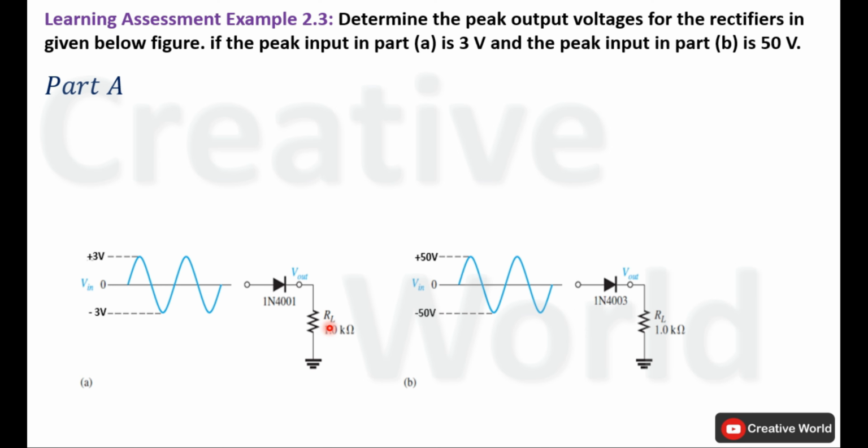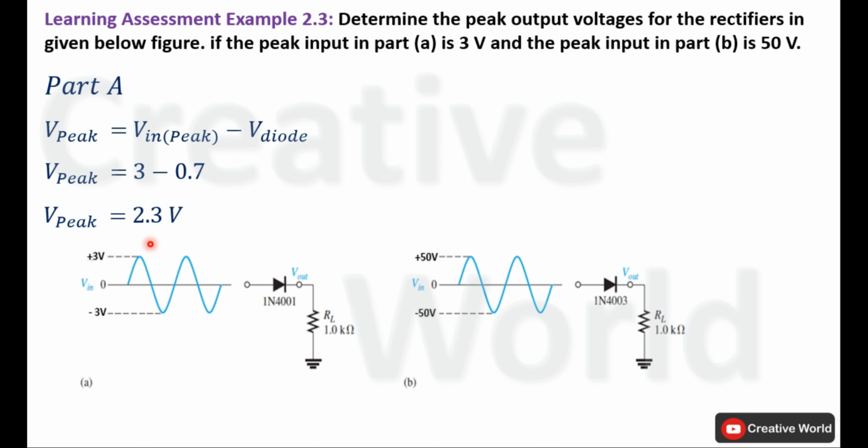So the peak output voltage across the 1 kilo ohm resistance will be calculated using this equation. V peak output is equal to V peak input minus diode voltage. In this case, the diode voltage is 0.7. So V peak output voltage will be 3 volt minus 0.7 volt, that will result in 2.3 volt. And because it is a half wave rectifier, the output waveform of this rectifier will be pulsating DC, having the maximum value of voltage 2.3 volt.